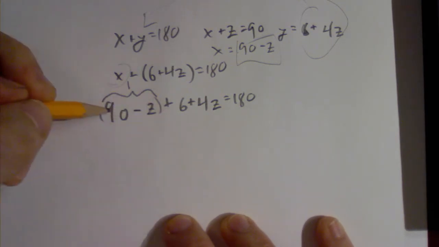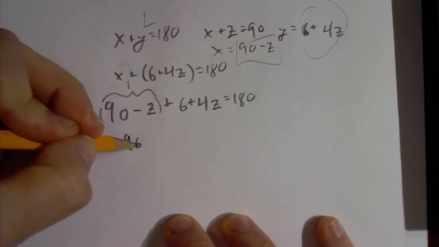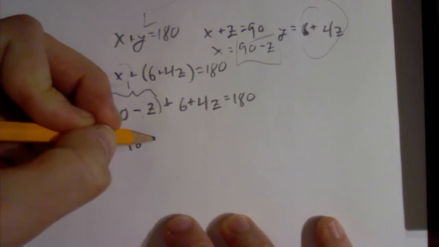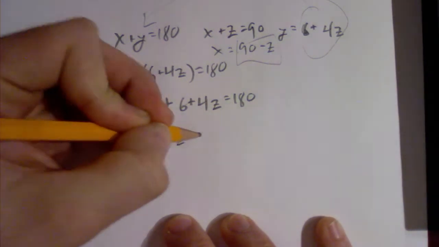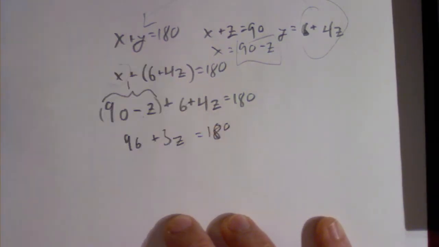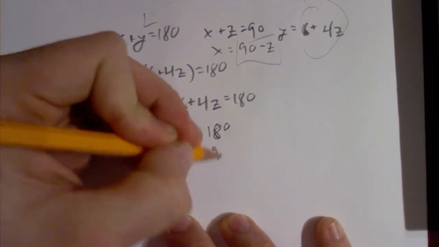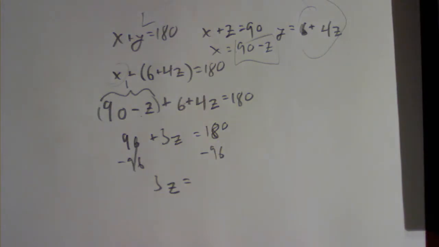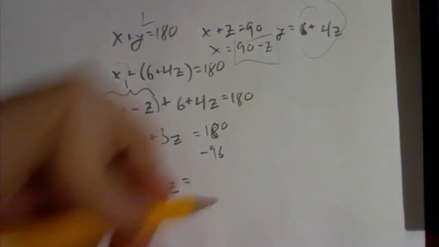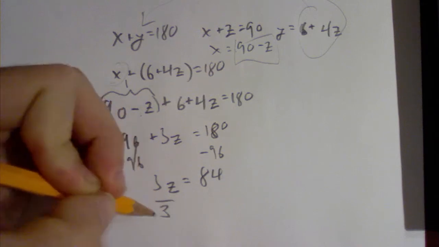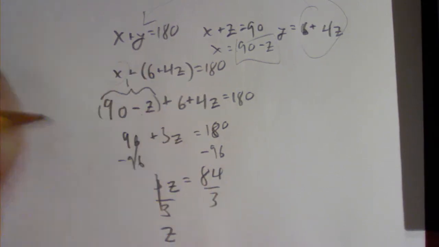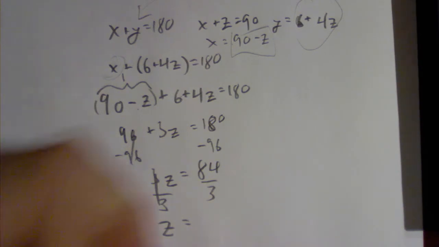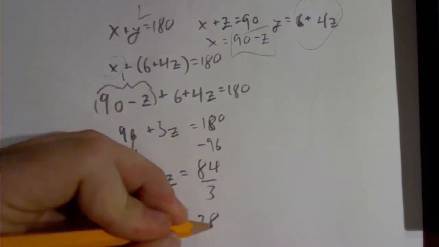So I'm going to combine these like terms. 90 + 6 gives me 96. -z + 4z gives me, well, I have a negative z and 4z, so that's 3z = 180. I'll take away the 96 from both sides. I'm left with 3z = 180 - 96, which is 84. 84 divided by 3. I'm left with z = 84 divided by 3, which is, oh, nice round number. z = 28.